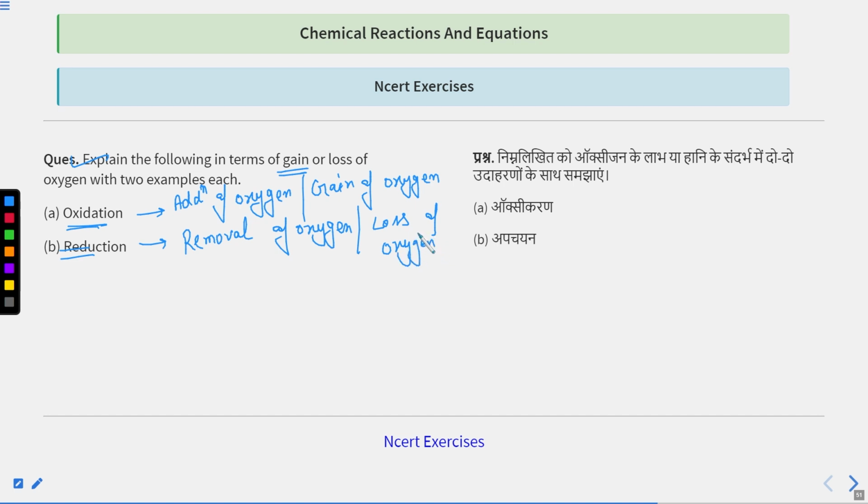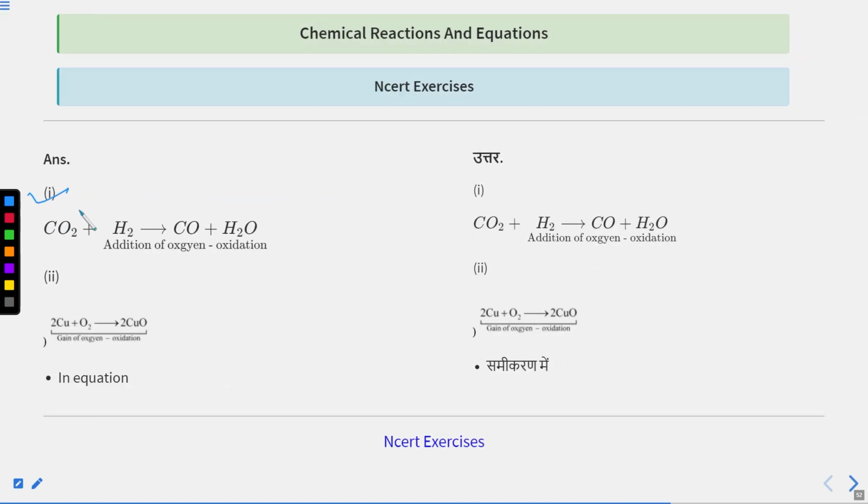Loss of oxygen means reduction. I hope you got this concept. Let's understand two examples of each reaction. You can see CO2, which is carbon dioxide. There is an addition of H2, right? So CO2 plus H2, they are reacting with each other. You will get CO plus H2O, right?